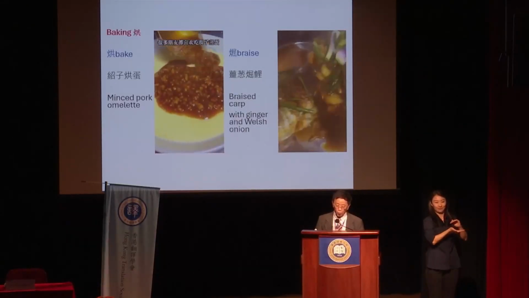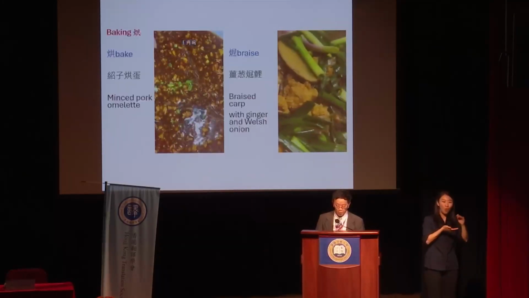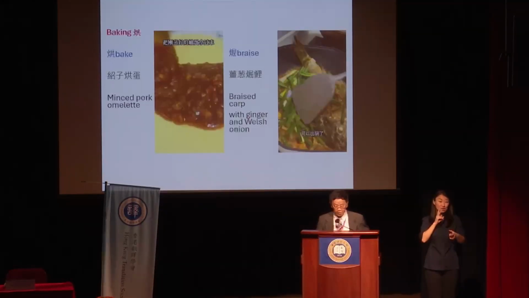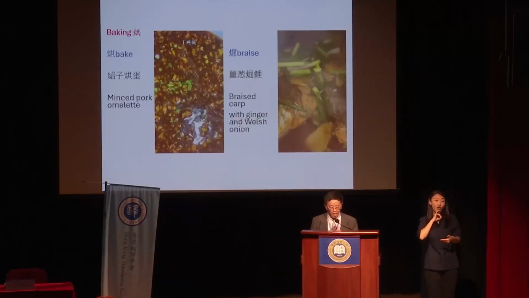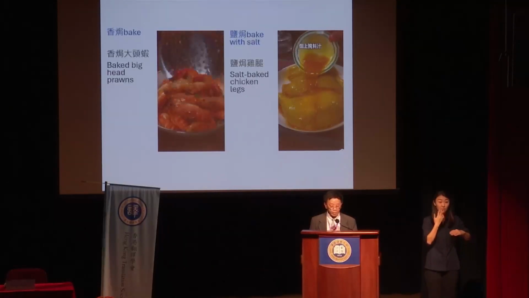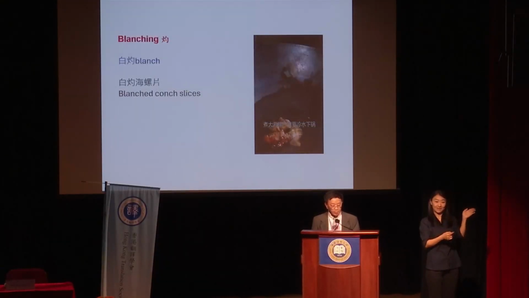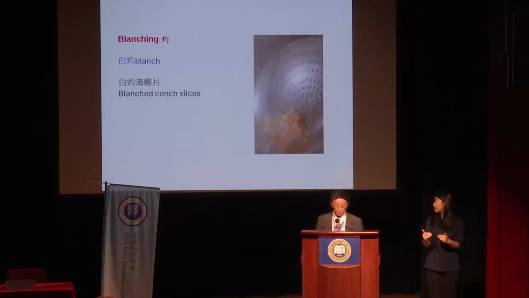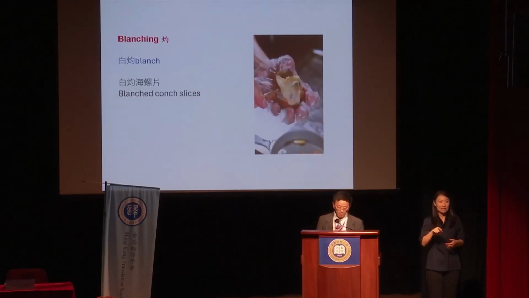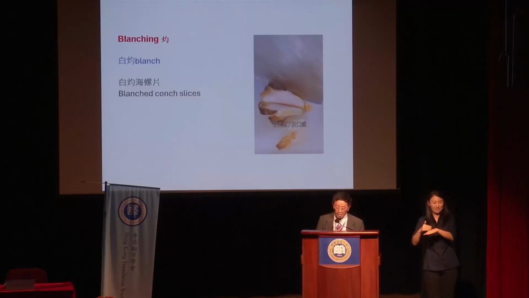You can say bake. You can use the word 红, bake. Say 烧子红蛋. Or 曲 would be braising, 姜葱曲梨, braised carp with ginger and Welsh onion, and so on. It can be also 香菊 or 盐菊 as part of the baking method. Second method that we notice is blanching. You have this 白切海螺片, blanched conch slices.